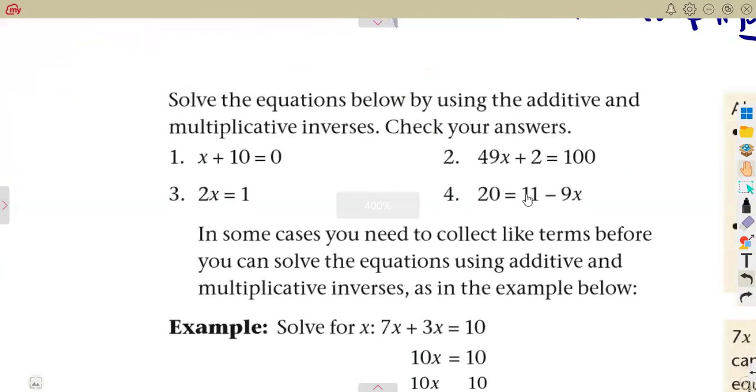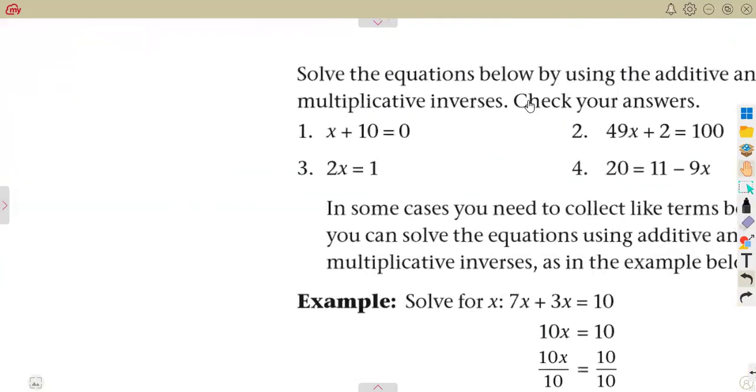Solve the following equations by the additive and multiplicative inverse, then check your answers. So I want you to work these questions, then you check your answers at the end. All right, just like the first part, x plus 10 is equal to 0. Which concept are we going to use? Additive. There is a number which is being added, so we can just subtract a 10.